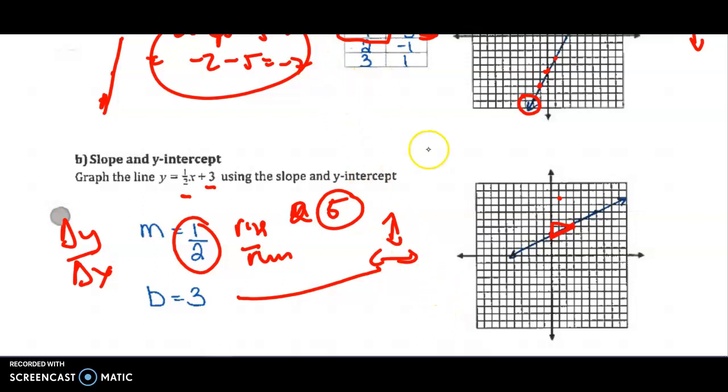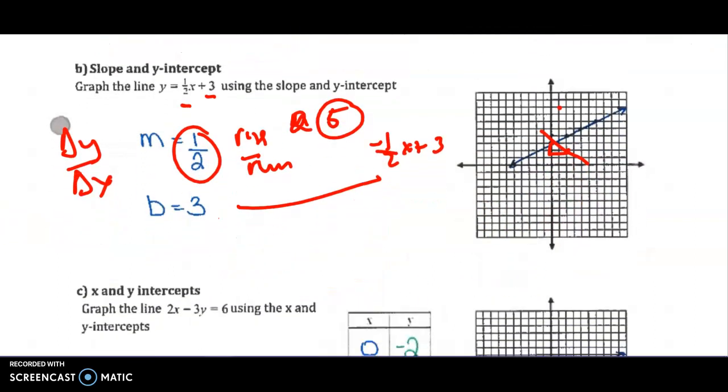So if you had other lines, let's say we had negative 1/2 as my slope, so negative 1/2 x plus 3. So I'm still here. This negative means go down 1, and then over 2. So the negative means go down. Some people like to go left. I wouldn't bother. And then you would connect. It would look something like that. So that is graphing like that.